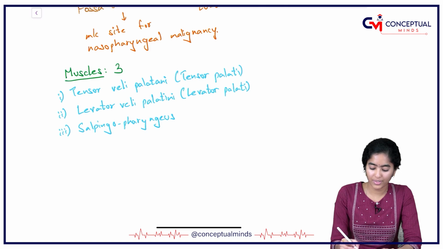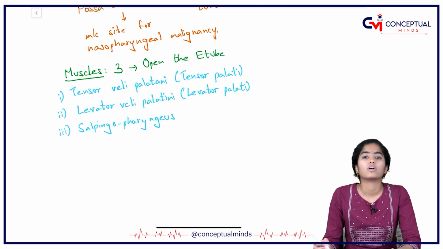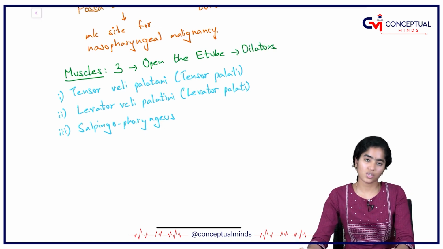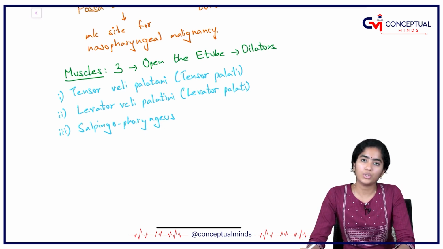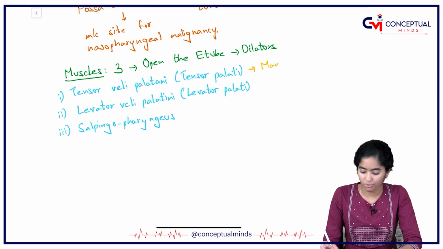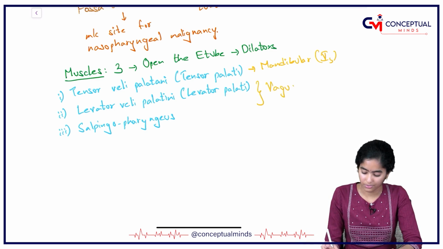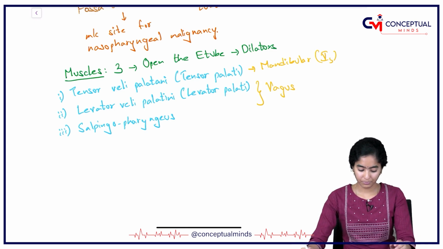And what is the function of these three muscles? They all open the Eustachian tube. They are all dilators of the tube. That is the function of all these three muscles. They keep the tube open, they dilate the tube. Tensor veli palatini is supplied by mandibular branch of trigeminal nerve. And these two muscles are supplied by vagus nerve. This is about the muscles that are present there.